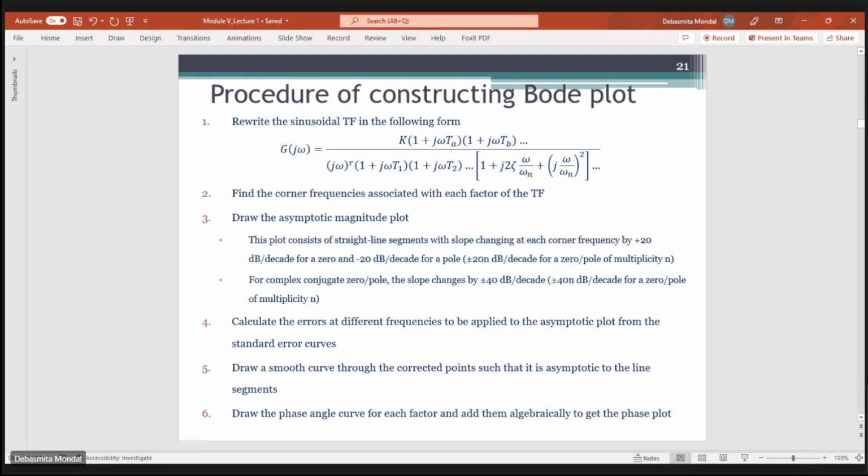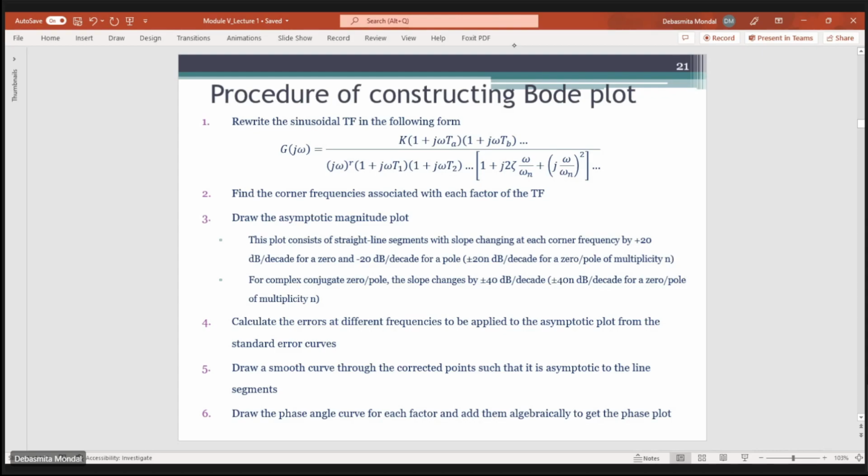First of all, whenever you are provided with a transfer function, in order to draw the Bode plot, you have to express the transfer function in this form. That means there should be a gain, a first order factor, factors corresponding to an integral or differentiator depending on whether you have a pole or a zero in your system, and a quadratic factor also. If the quadratic factor is not there, then you will not have this.